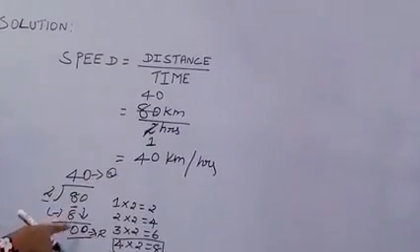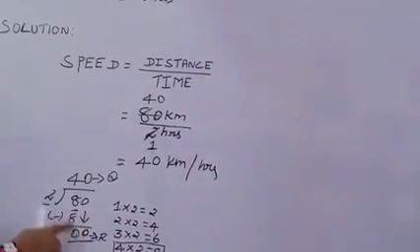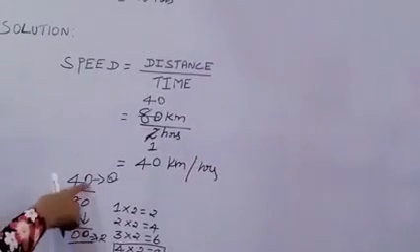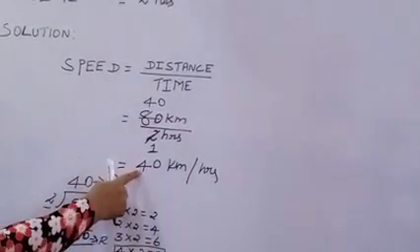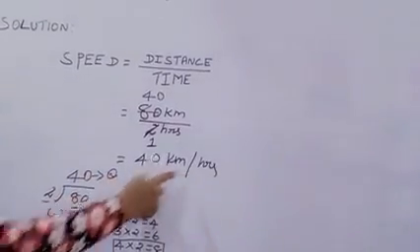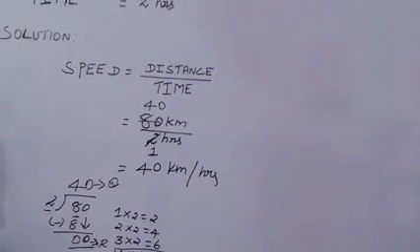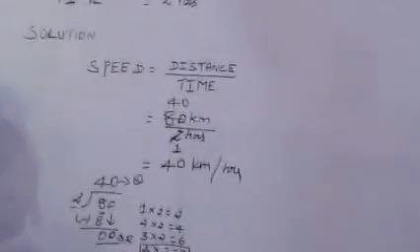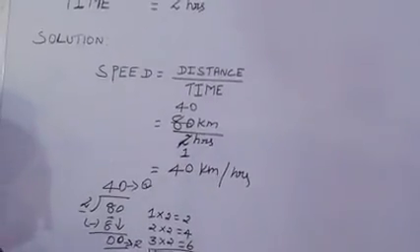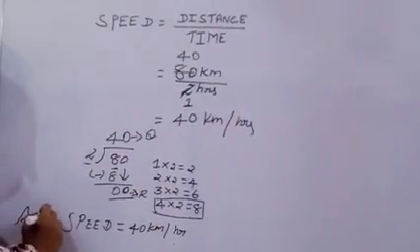One more time I repeat, children. You bring down the 0 here. This doesn't divide by 2, so you put 0 here. So you get quotient 40. That is our answer: 40 kilometers per hour. So how do you write it? Speed is equal to 40 kilometers per hour is your answer.